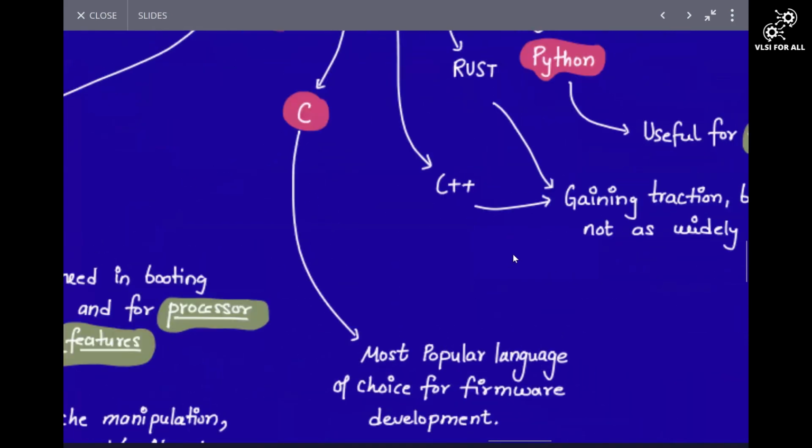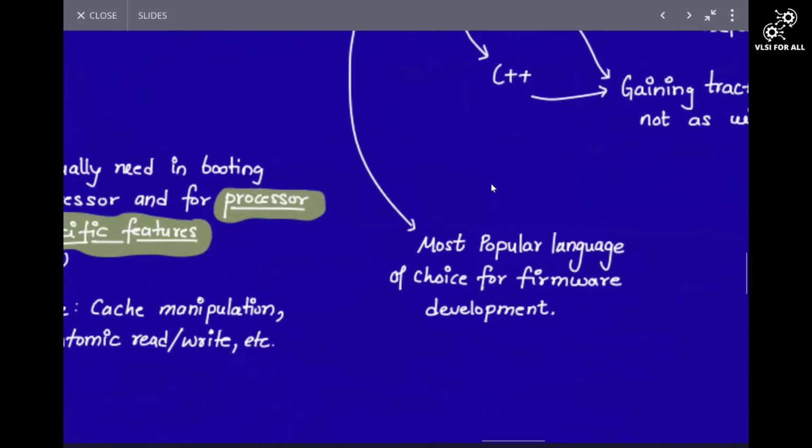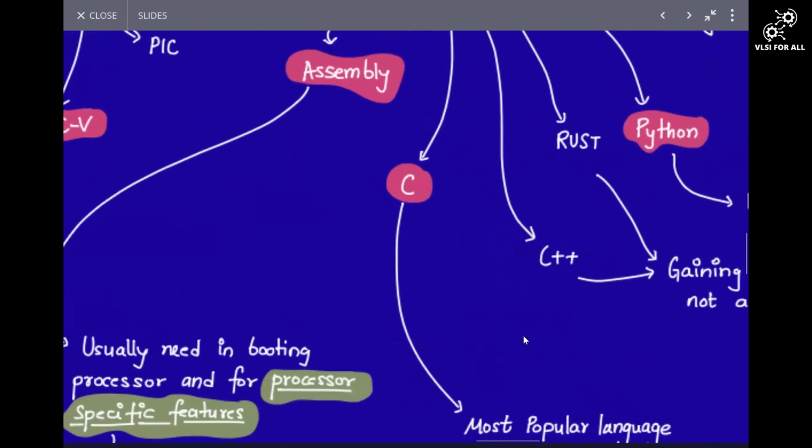Second thing is mostly C for writing all the other parts of your embedded system. It is the most popular language of choice for firmware development. Nowadays, a language called Rust is picking up pace due to its edge over C in the security aspect. But still, in the industry, all the companies have huge code bases of C. They cannot overnight translate all these C code bases into Rust. That is a significant development time. So that's why C is relevant for at least 10 years from now, right?